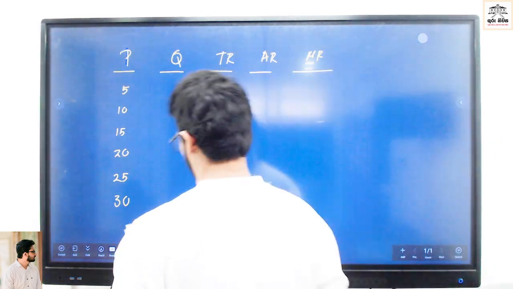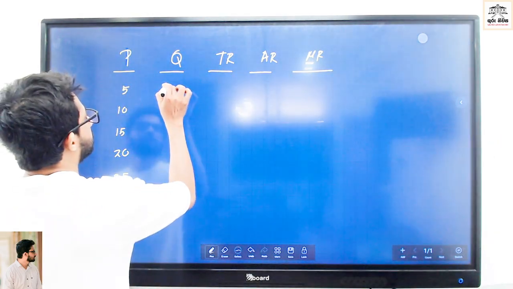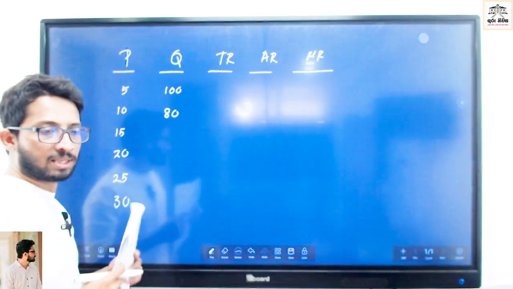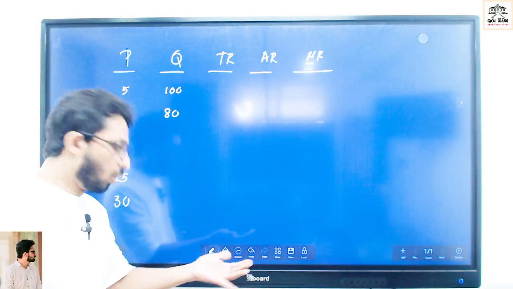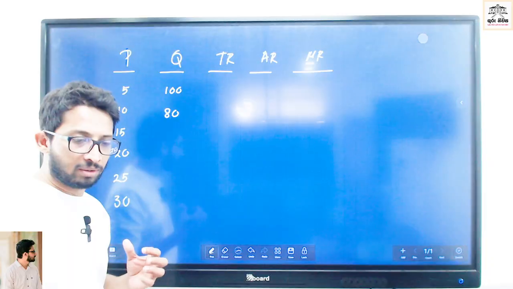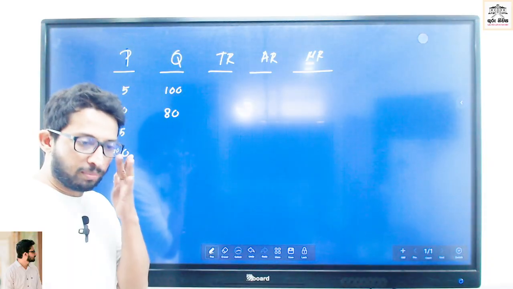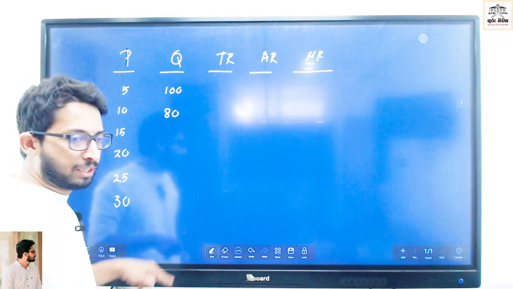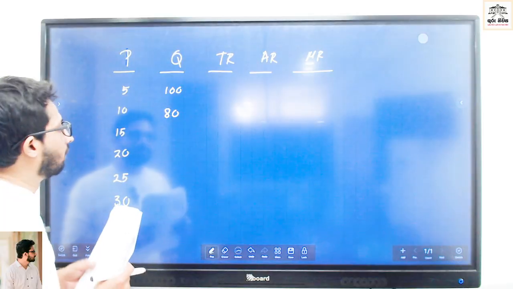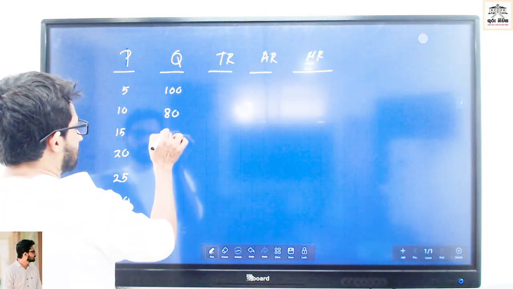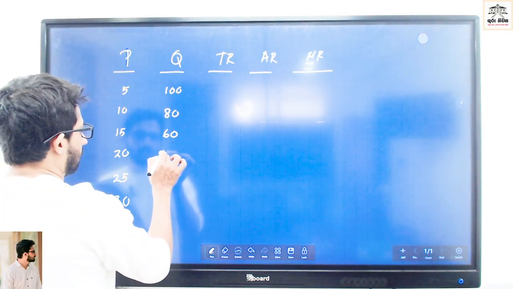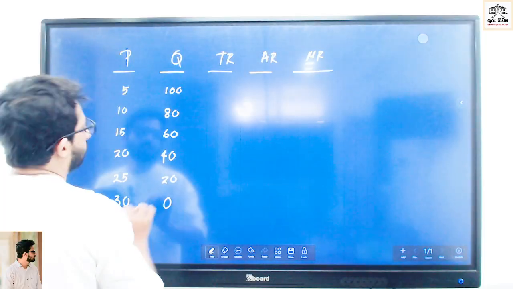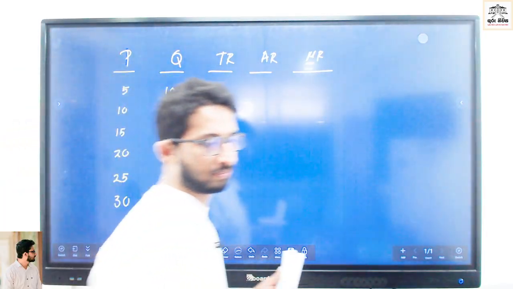Then the quantity given: quantity 100, 80. You can see that the law of demand operates here. When price increases, quantity demanded falls: 80, then 60, 40, 20, and 0. This is the quantity, right?